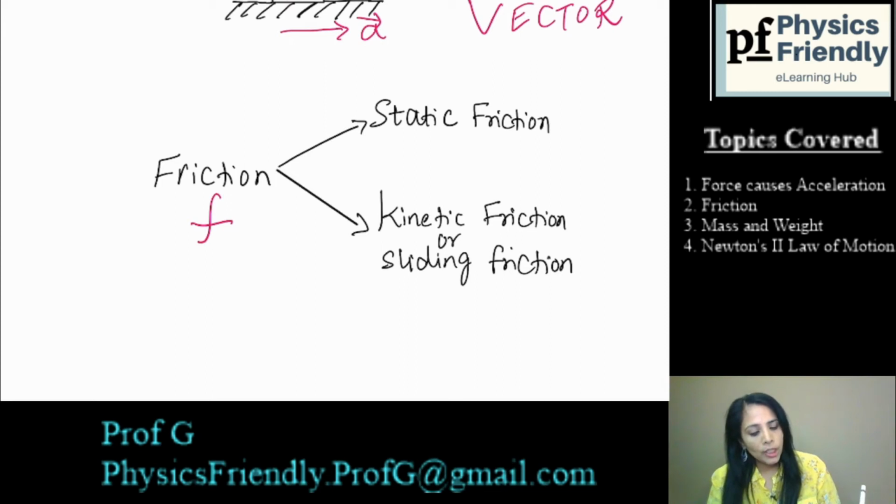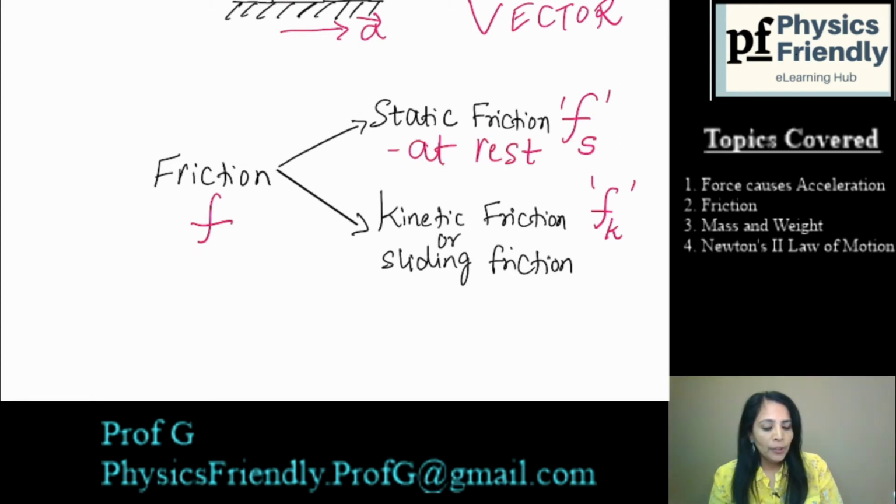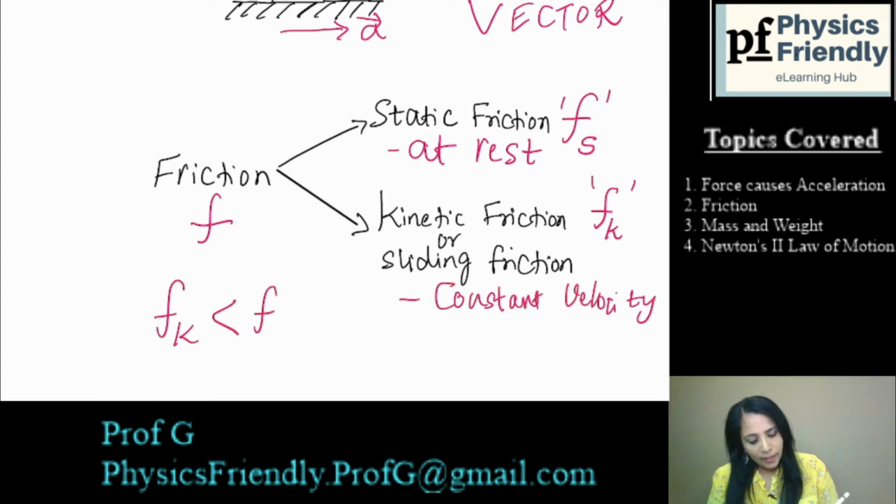Now static friction is denoted by small f with a subscript s. All right. Kinetic friction, small f again, but with a subscript k. Whenever an object is at rest, it has static friction. When an object is moving with constant velocity, we always say that kinetic friction is lesser than static friction, for a reason, because it takes more force to get the object going from rest than to keep the same object moving at a constant speed, right?